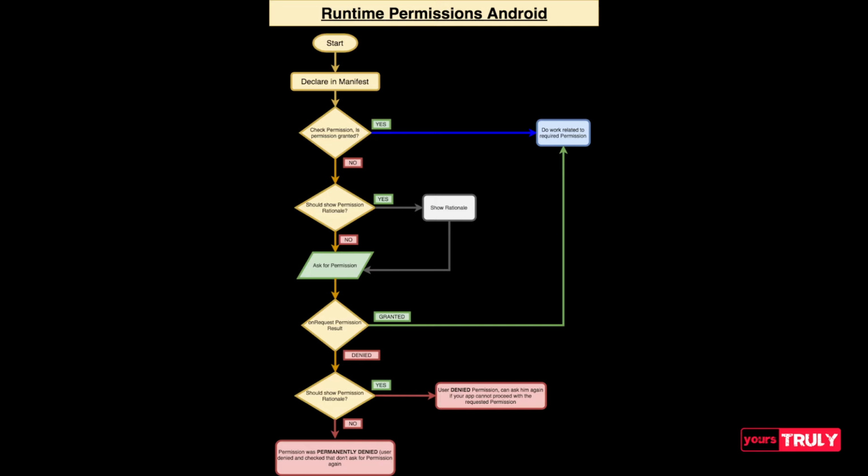For this, you have to ask the user to go to your settings activity, and then there he can turn on this permission. So that's all about the flowchart. So let's get into work.